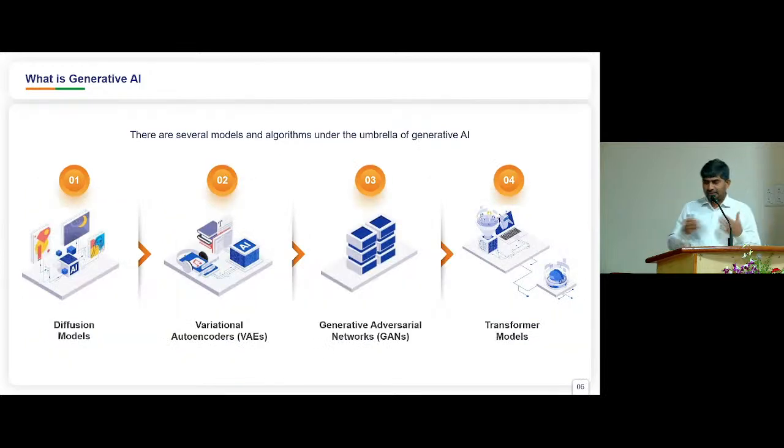Okay, so till now I said that generative AI has a lot of applications. Then you might ask, what are the algorithms behind generative AI? These are the most popular generative AI models: one is the diffusion models, another is the variational autoencoders, and then the GANs and the transformer models. These are the four different algorithms quite extensively used in the generative AI framework.